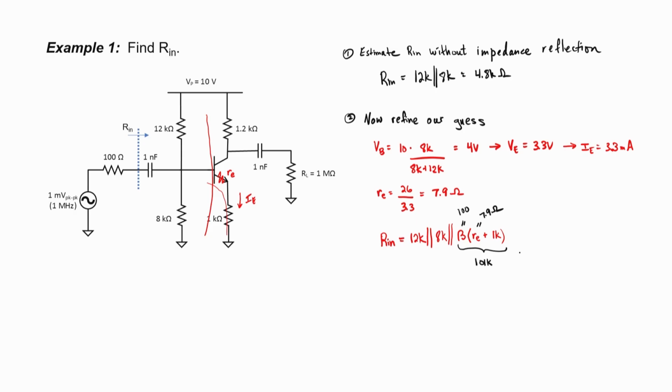That's pretty big relative to 12 and 8 kiloohms, so I'm guessing here that it's not going to make much of a difference. In fact, when you plug in the numbers, it works out to be 4.6 kiloohms. If we compare that to 4.8 kiloohms, we conclude that it might not have even been worth the effort to do all that work. It turns out that it makes more of a difference when you don't have a large emitter resistance connected down there to the transistor.